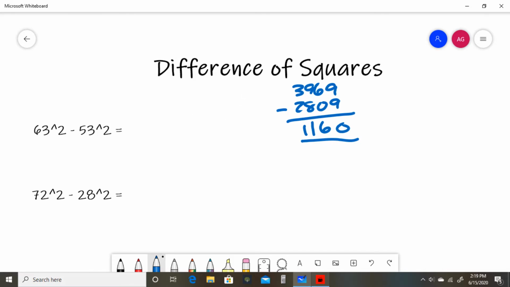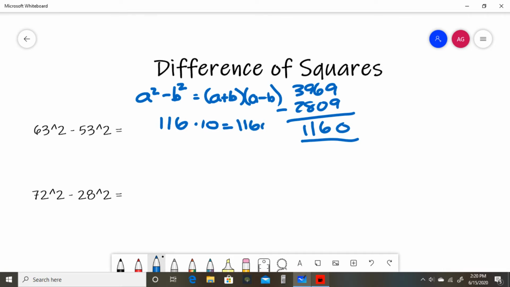The insight here is to realize that a squared minus b squared, in this case a would be 63 and b would be 53, is the same thing as the product of the sum and difference of a and b. What that means basically is a squared minus b squared is a plus b times a minus b. So what you can do is just add these numbers. 63 plus 53 is 116, and then subtract those numbers. 63 minus 53 is 10, and 116 times 10 is 1,160, which is the same answer we got before.